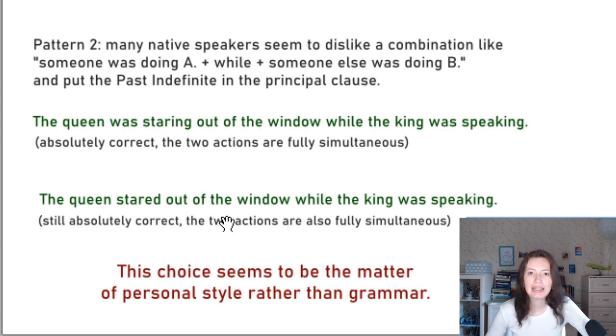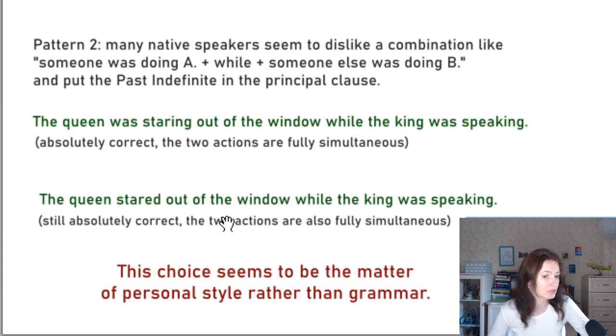And many native speakers get confused. They don't like the combination of 2 cases of the past continuous together. So while a lot of people are going to use the past continuous in both the parts of the sentence, a lot of people would say just one past continuous in this type of sentence. So you can see the 2 sentences.